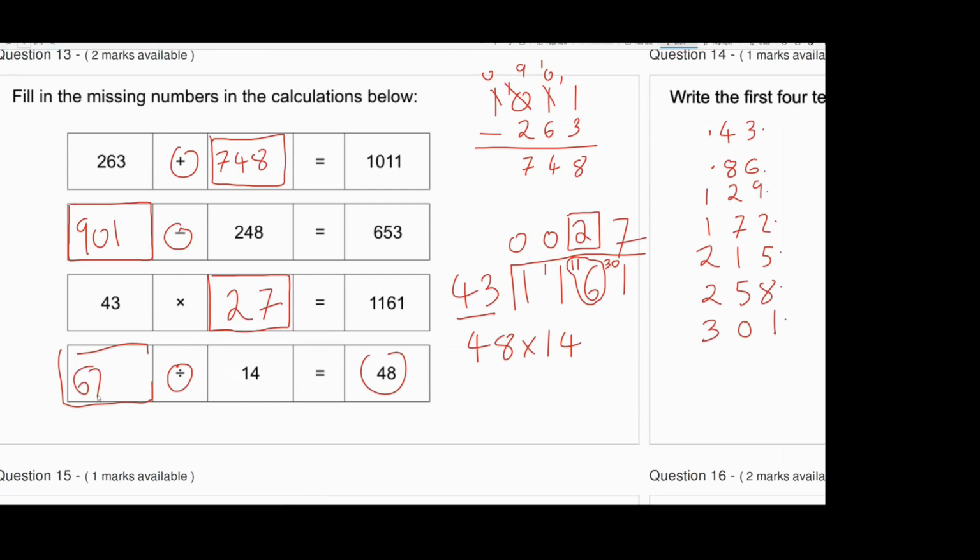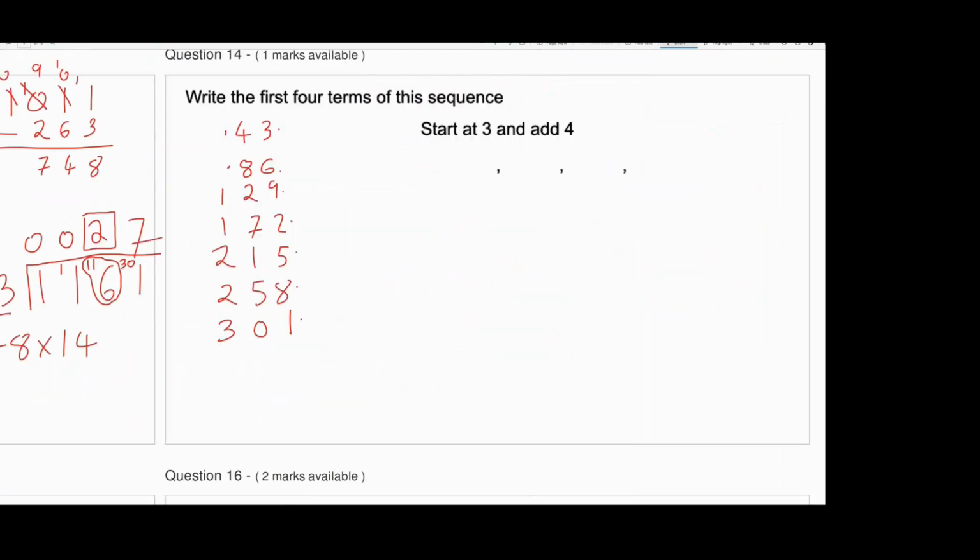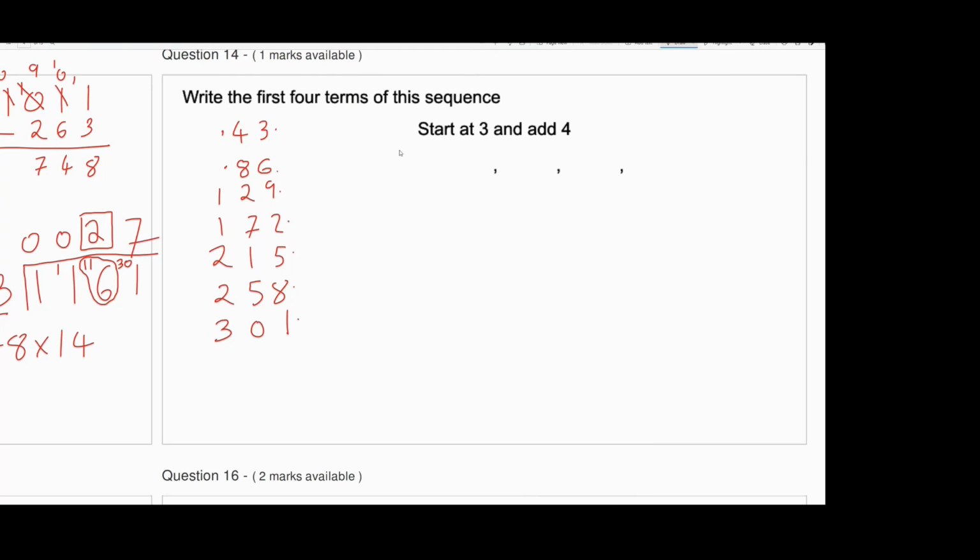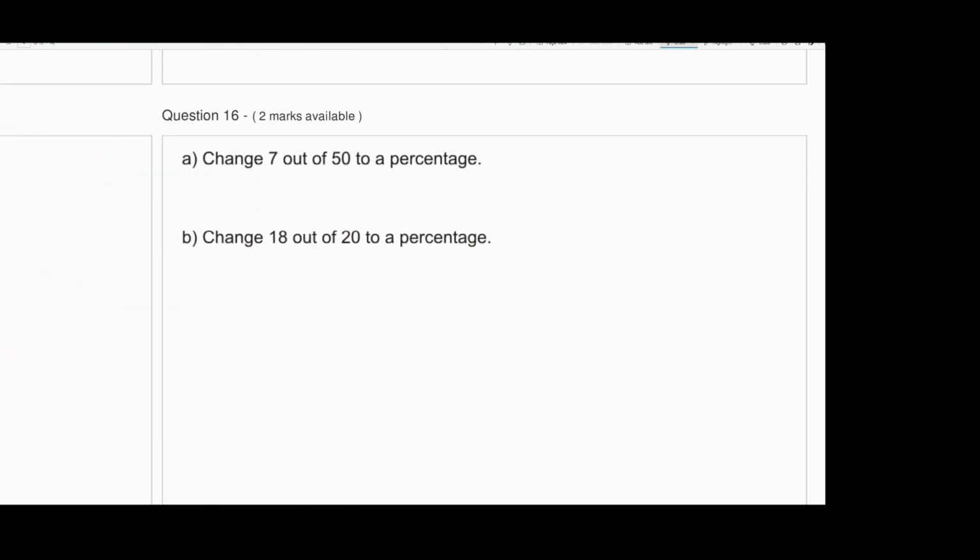So 672. And the next one, work out the first 4 terms of the sequence. So we're starting at 3, add in 4 every time. I think that's quite straightforward. Add 7, 11, and then they're going to be 15. That's quite easy. I don't want the nth term there. That's quite easy.